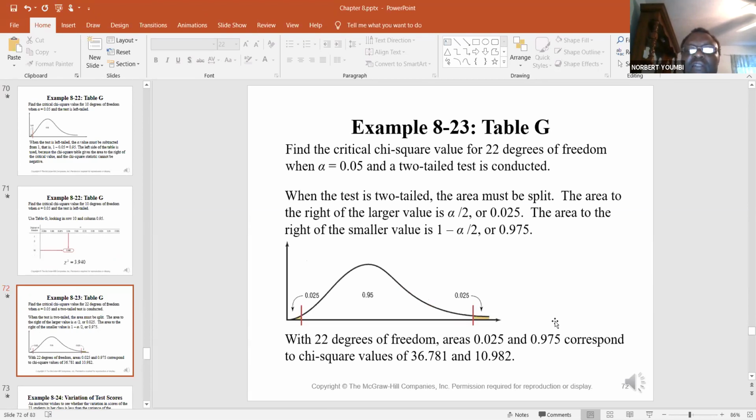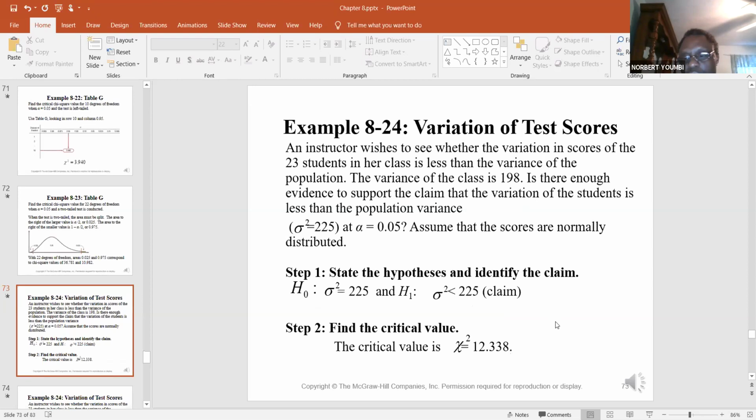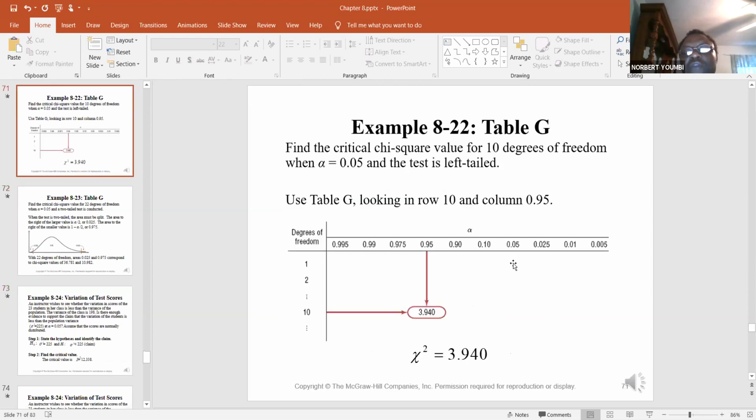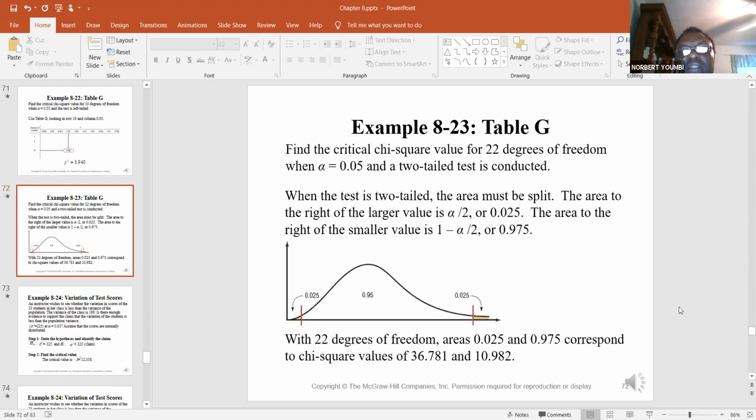For a two-tail test, it's exactly what we did in confidence intervals. You do alpha over 2 and 1 minus alpha over 2. You will find those two numbers on the table. One will be to the left, the other one to the right. Both numbers will be used as critical values.